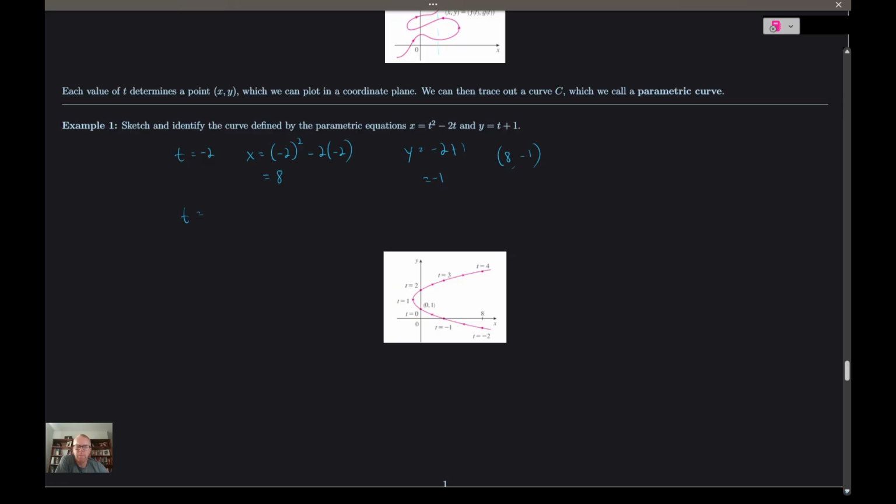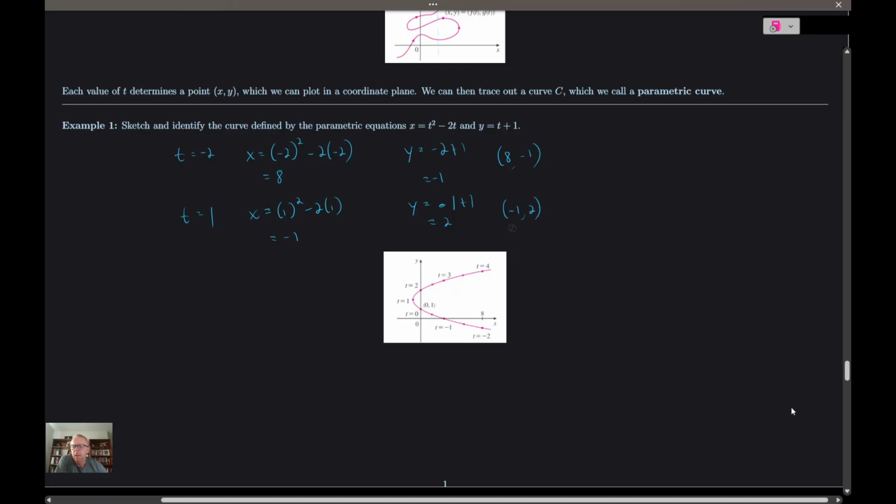We pick another value for t. So if t equals 1, for instance, we get 1 squared minus 2 times 1. So that would be -1. And then y would be 1 plus 1, which is 2. So we get the ordered pair -1, 2. And so that's how you do it. So you can pick whatever values of t you want. And then in this case, you get this curve that looks like this.